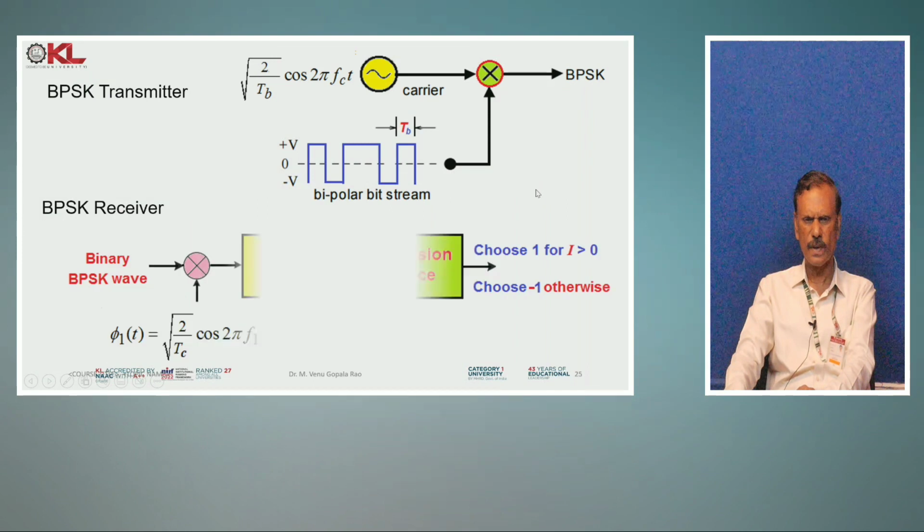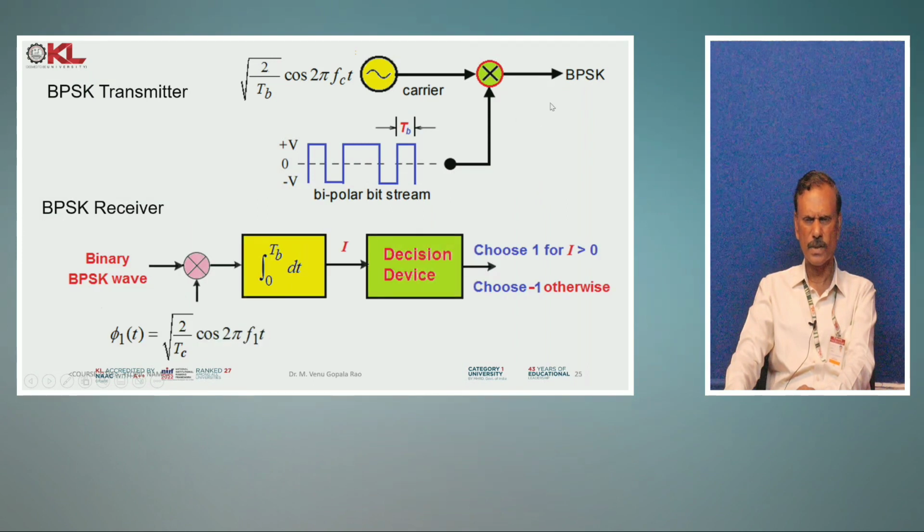Similarly in the receiver, again we multiply the signal with the carrier signal, the basis function, then there is a low pass filter block, and then we take the decision device output, either 0 or 1. So this is the BPSK receiver. More or less the ASK transmitter and receiver and the BPSK transmitter and receiver look the same, the only change is that the input stream is bipolar, whereas in ASK it is unipolar.